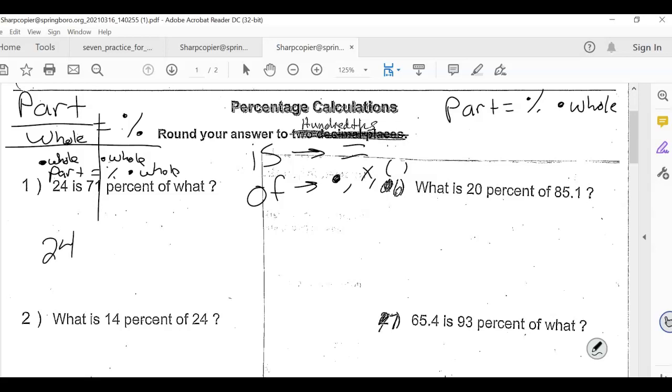You just write right below. Let's give it this. 24. What does is mean? Equal. 71%. Right? 71%. Of. What does of mean? Multiply. Of what? We don't know what it is. So we use a variable. I'm going to use x.